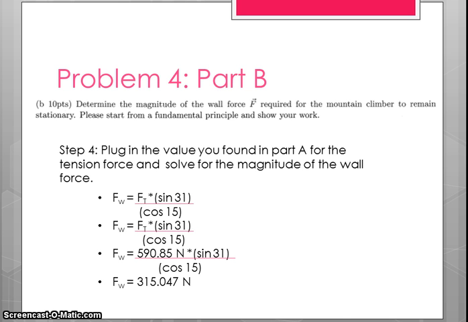And then you plug in the value that you found in Part A for the tension force, and you solve for the magnitude of the wall force. So you do some algebra, and you end up getting, for the wall force, the magnitude of the wall force required for the mountain climber to remain stationary is equal to 315.047 newtons.